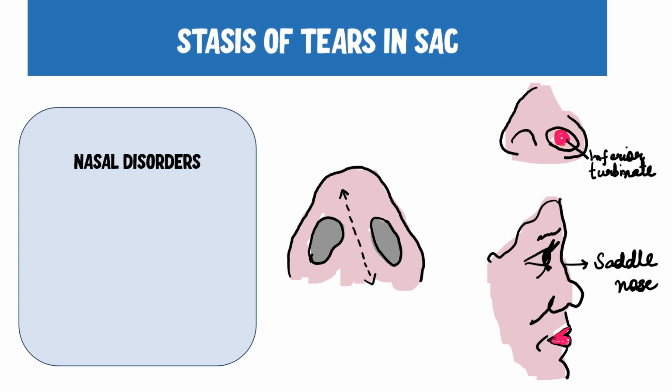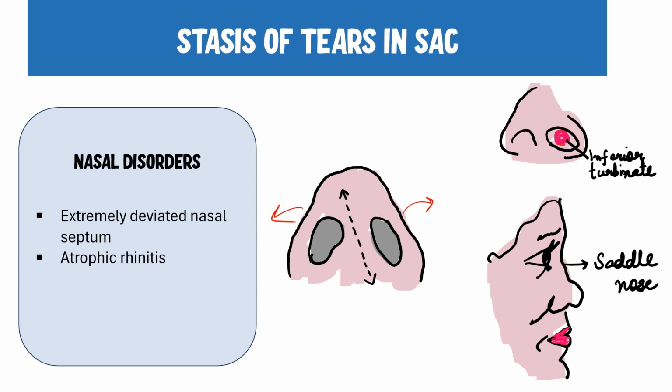Apart from that, nasal disorders are also a risk factor that can cause stasis. How? We can have an extremely deviated nasal septum, which will lead to development of a narrow ostium on one side, and we have a wider nasal cavity on the other side. Similarly, if you have atrophic rhinitis, then also your nasolacrimal duct mucosa might get affected and might actually undergo atrophy and finally stenosis. Then you have inferior turbinate hypertrophy, which might actually block your nasolacrimal duct.